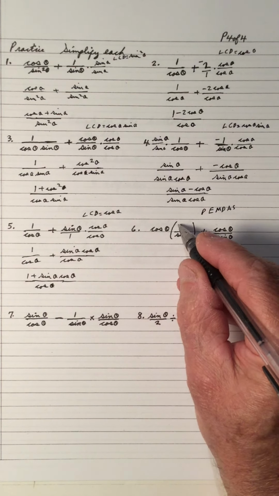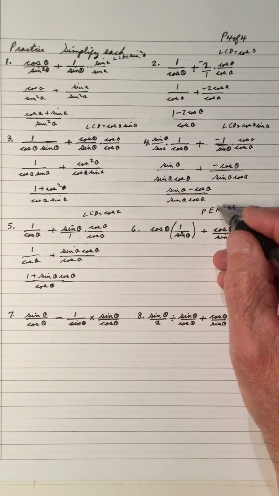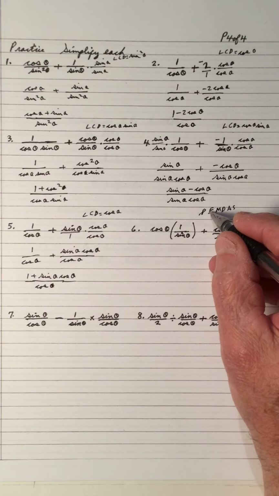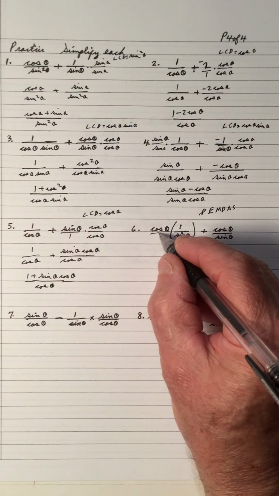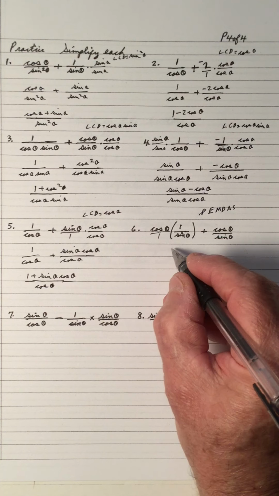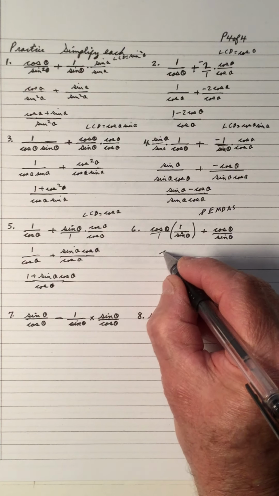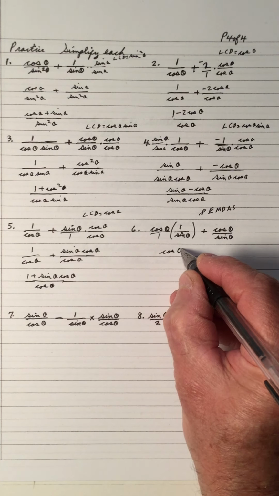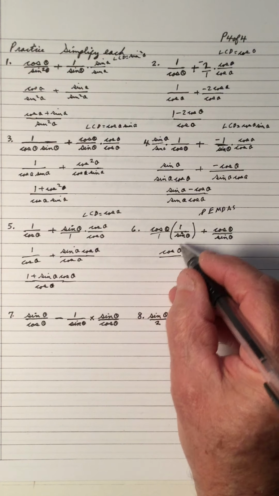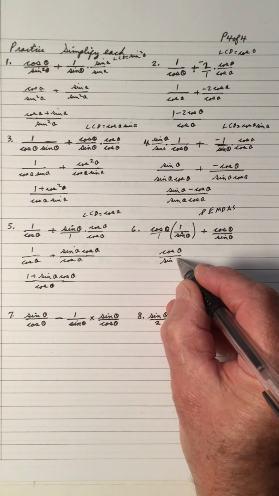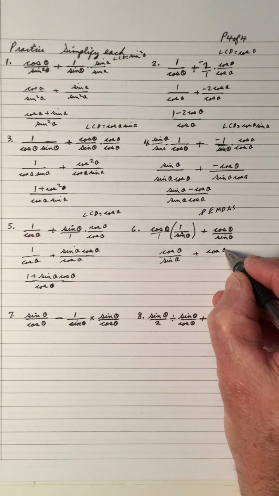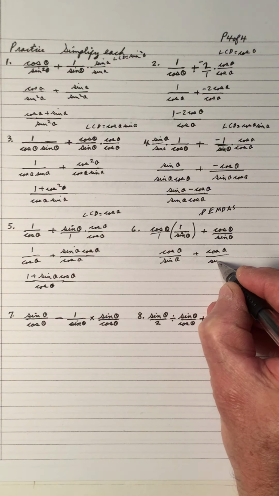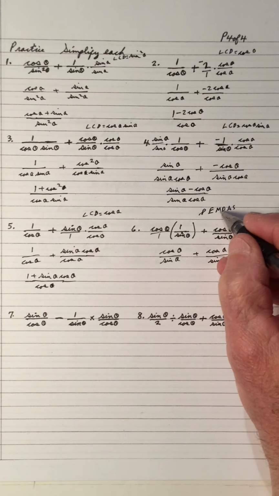There's no, the 1 over sine can't be simplified. There's no exponent. E is for exponent, but we have to multiply before we add. So cos over 1 times 1 over sine. Cos theta times 1 is cos theta. 1 times sine theta is sine theta. And that's cos theta over sine theta. So we multiplied first, that's done.